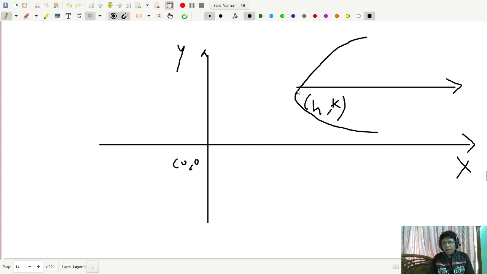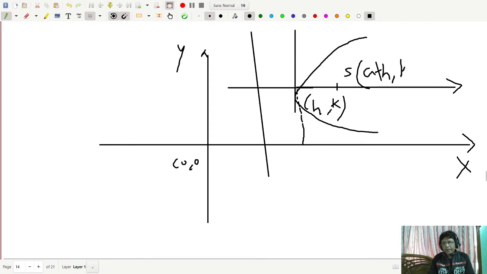Okay? Now the question is, what is the focus of the parabola? And this is the directrix. Focus will be a plus h comma k, right? Because this distance is h, and this portion is actually a. So h plus a is the combined length, the abscissa, and the ordinate, the height, is always k. So a plus h comma k is the focus of the parabola.